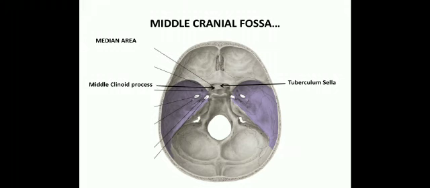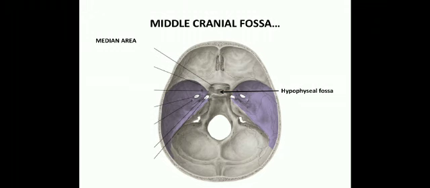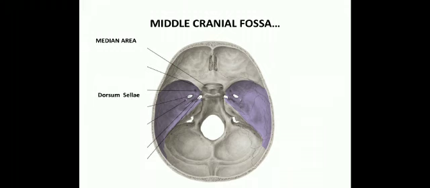Here we can make out the middle clinoid process. Sometimes it may join with the anterior clinoid process. The hypophyseal fossa lodges the hypophysis cerebri. Beneath the floor of the fossa is the sphenoidal air sinus. The dorsum sellae is a transverse plate of bone projecting upwards. It is extended backwards to form the posterior clinoid process.